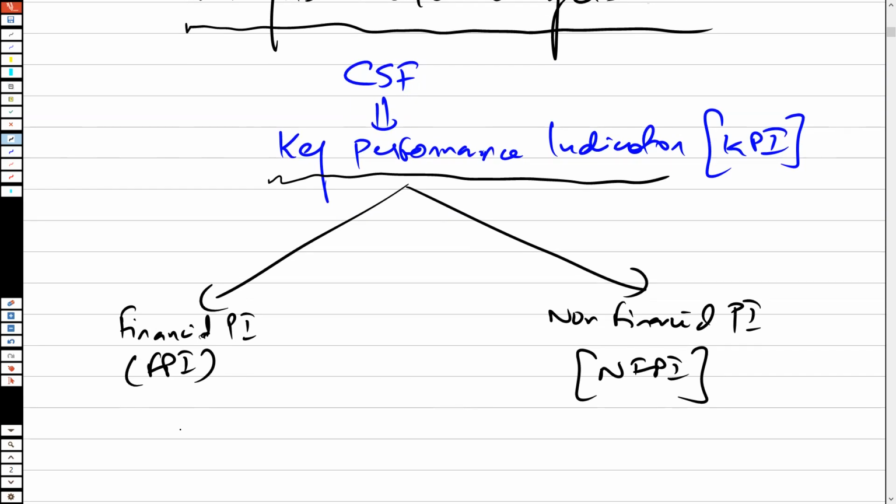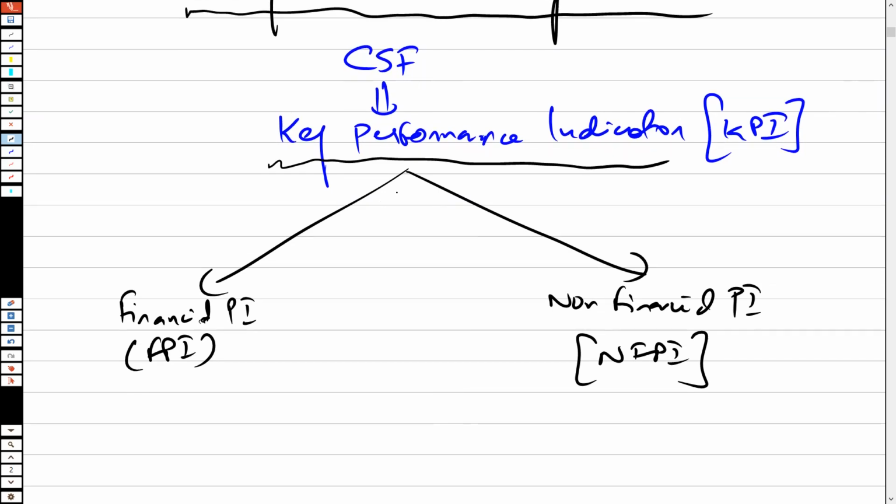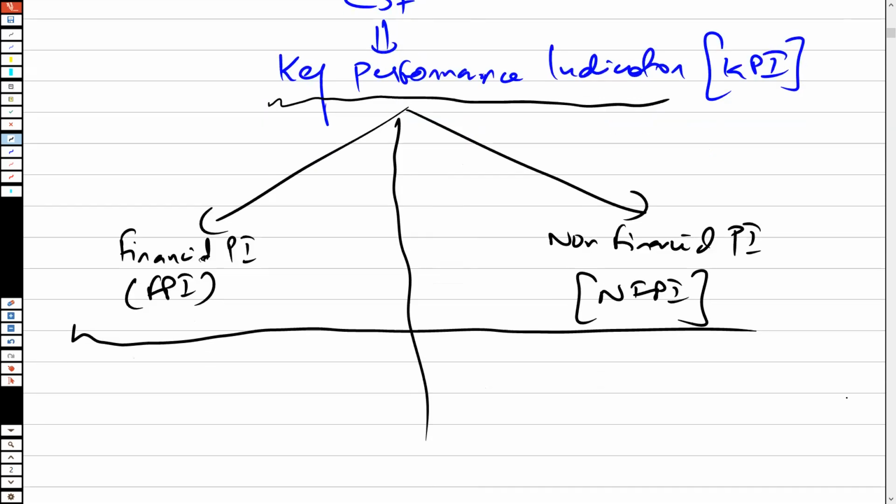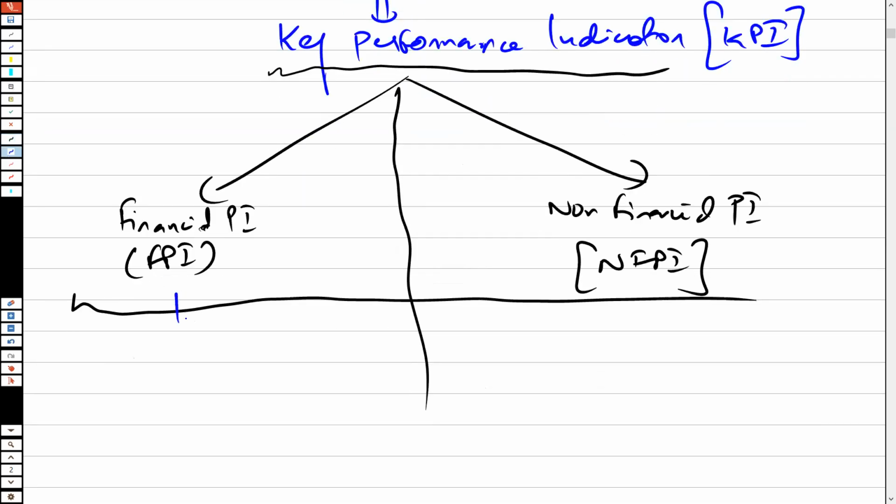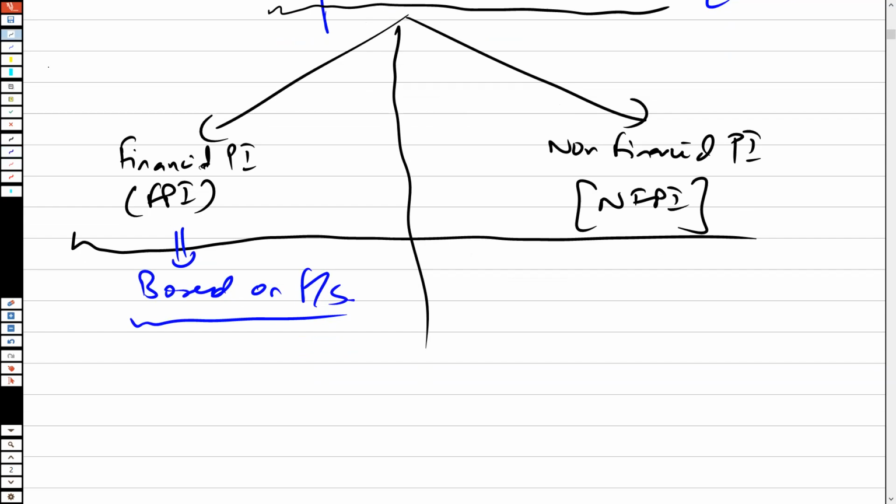The financial indicators are majorly related to, and based upon, the financial statements. When you measure the performance based on financial statement figures, that's called a financial performance measure.